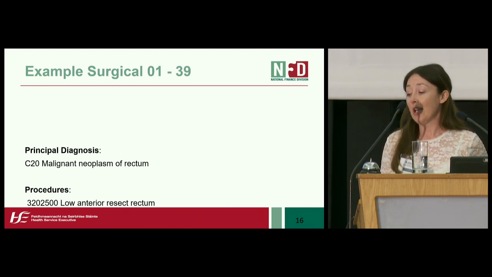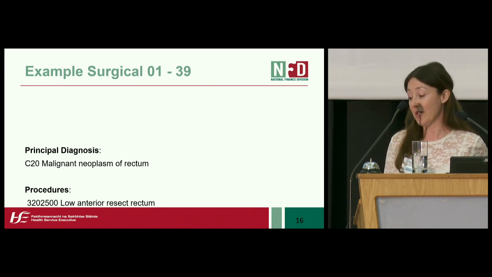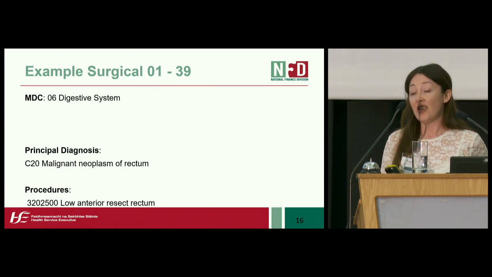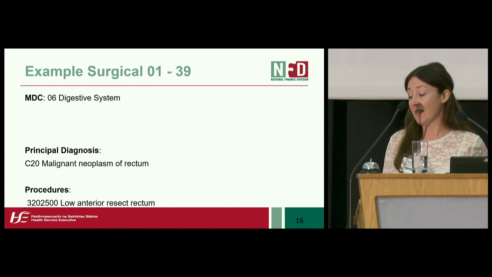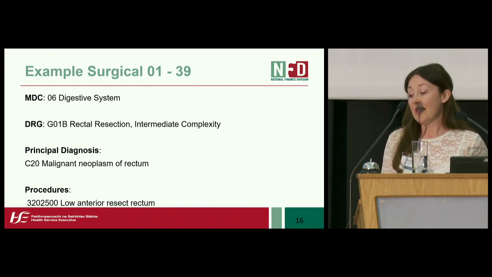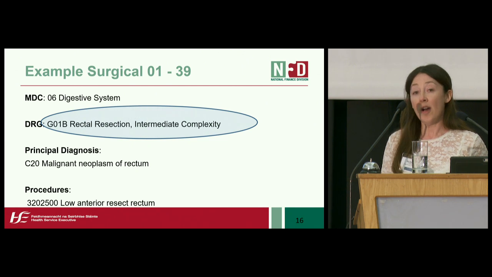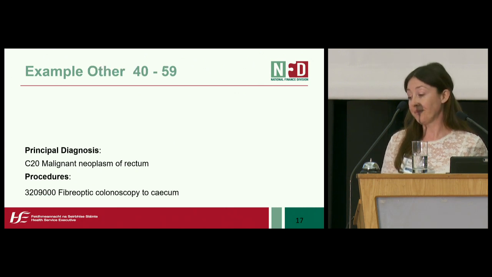This is an example of a surgical, which is 01 to 39. The principal diagnosis is malignant neoplasm of the rectum, and this patient had an anterior resection performed. This went into the major diagnostic category of 06, which is the digestive system. And the DRG is G01B, the 01 indicating it's surgical, and then the letter B at the end indicates the complexity of the case.